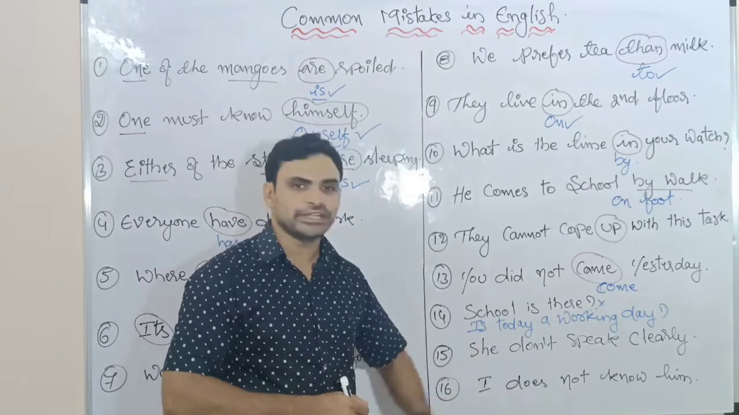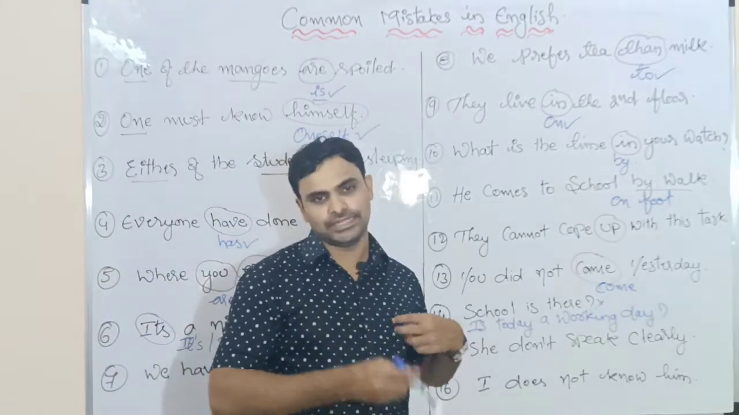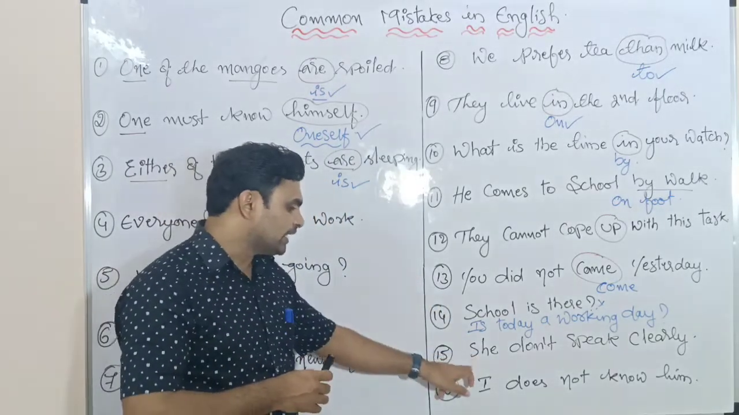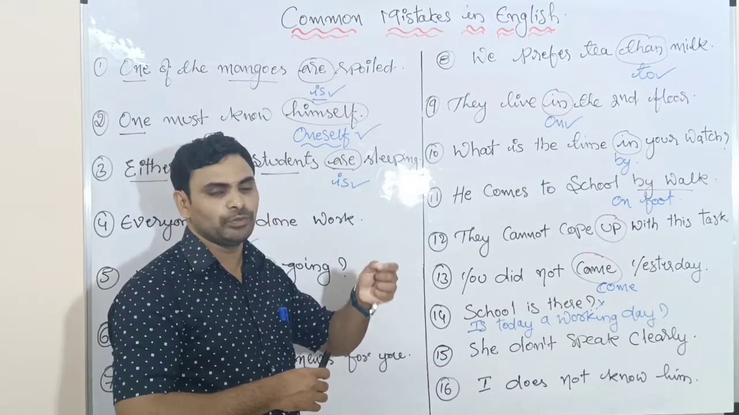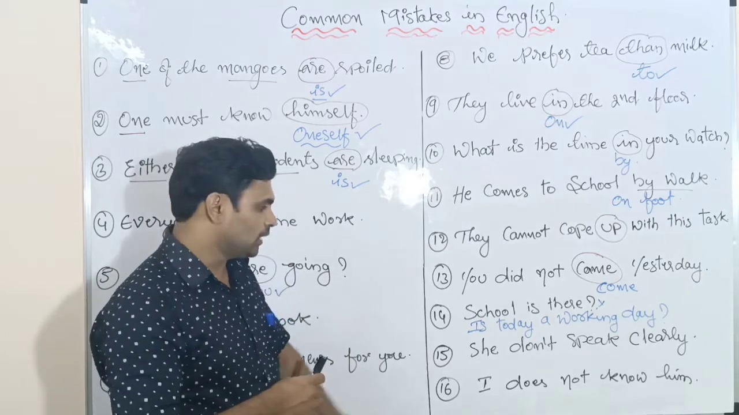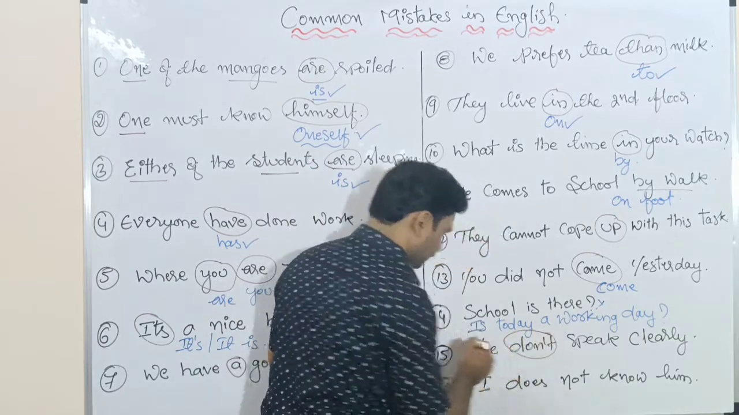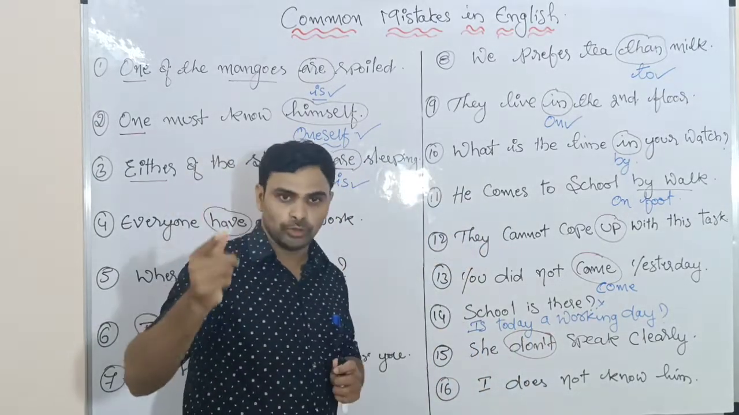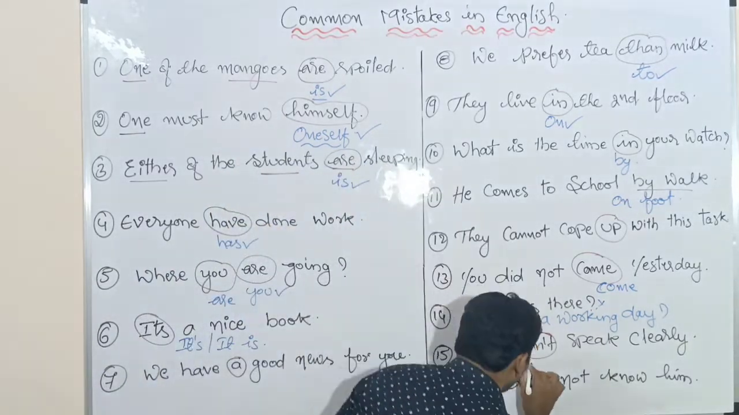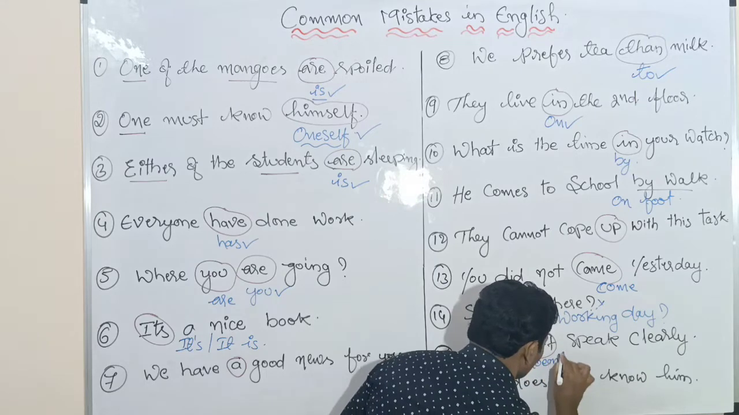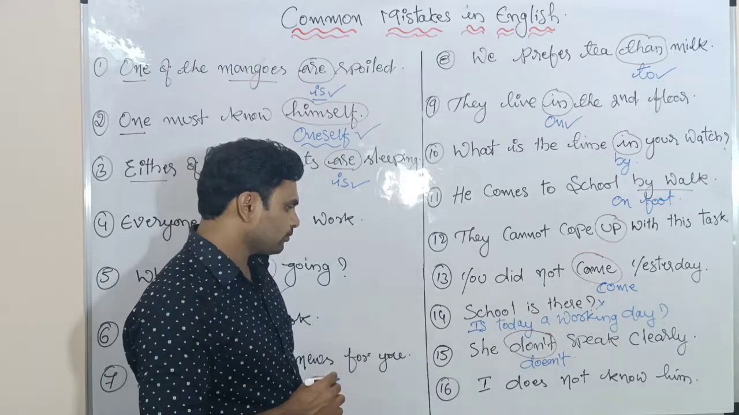Next one, 15. She don't speak clearly. No. When we speak about the present, always with he, she, and it, the auxiliary verb should be in the present form. And not don't, it should be doesn't. Okay? She doesn't know. He doesn't know. It doesn't know. So replace this don't with doesn't. She doesn't speak clearly.